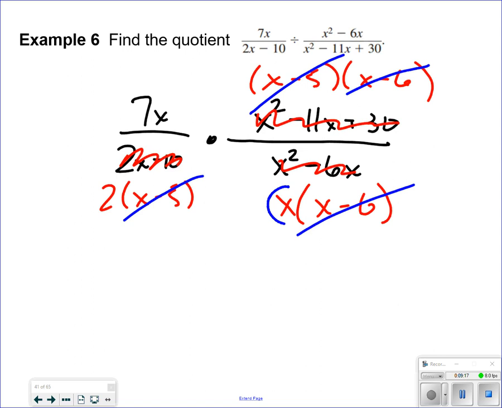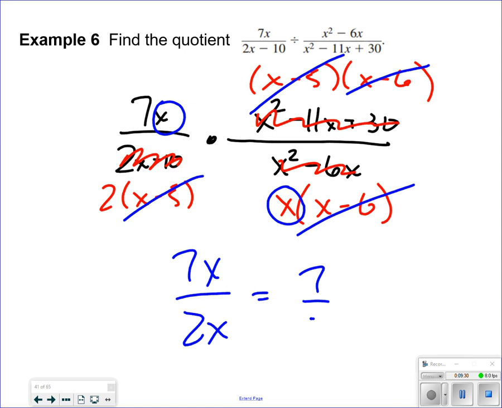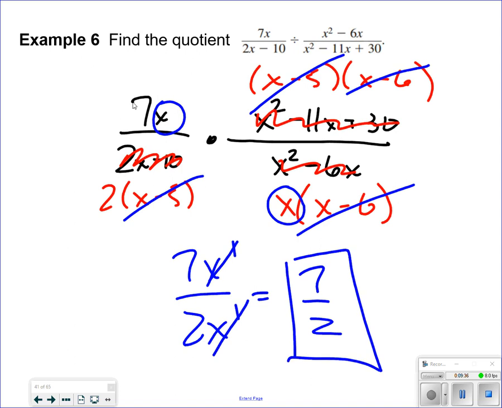Now let's talk about this x and this x. Because they are binomials, now binomial rules apply. So what happens when I have an x on top and an x on the bottom? I can subtract their exponents. And in this case, because you're having the first and the first, they actually cancel each other, leaving you just 7/2 as your answer.